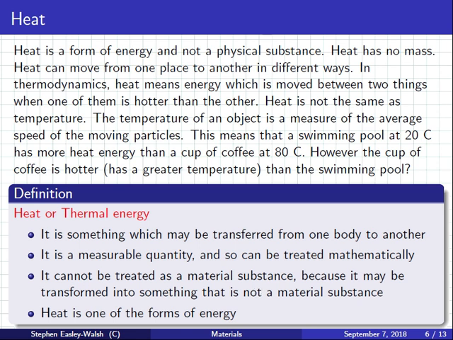Okay, now I need you to write this, but you don't need to write the whole box. So for example, here you could say heat may be transferred. Or here you could say you can measure it. Here you could say it's not a material. And here you could say heat is a form of energy. You don't have to write the whole sentence. You understand? Yeah?